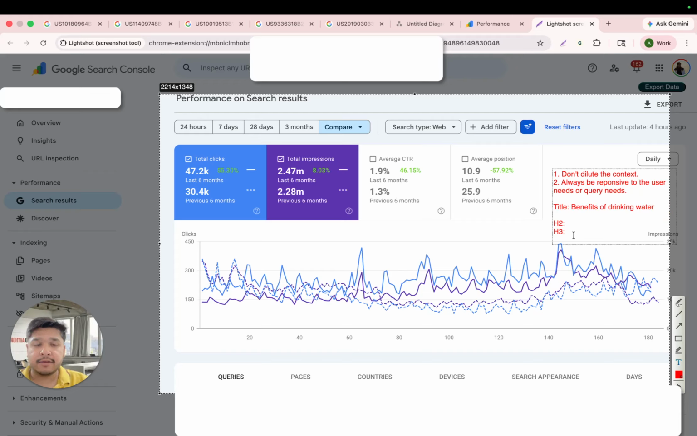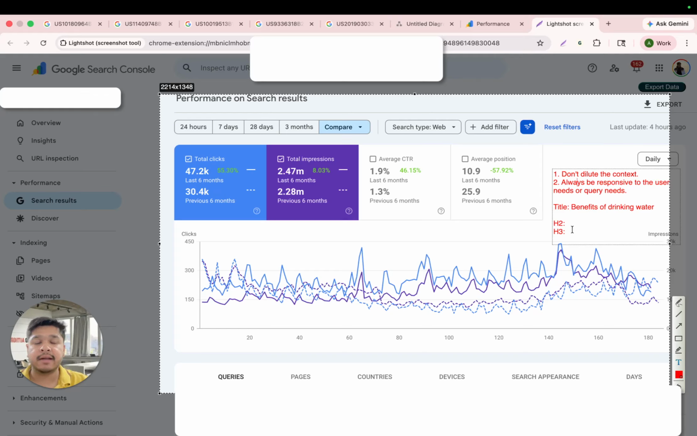But if you start covering other things like benefits of maybe lemon water, or maybe at what time you should drink water, the macro context or the main topic will be diluted, and hence you are diluting your context. And the second thing is to always be responsive to the query needs or the user needs. By that I mean whenever there is a query, you need to be responsive to that. It may be by providing a calculator, or it may be in the form of content.